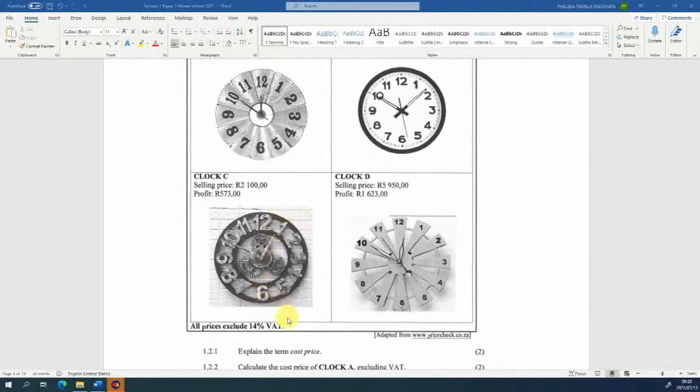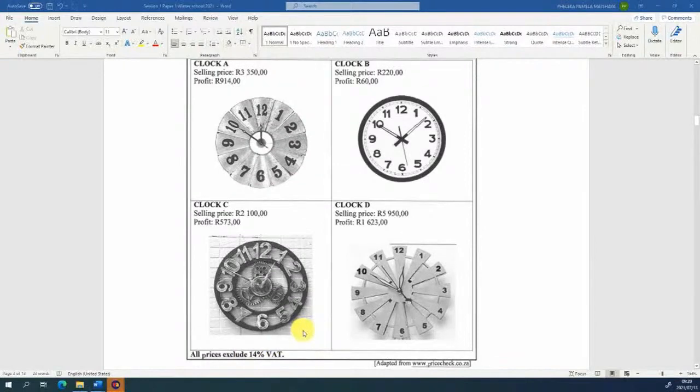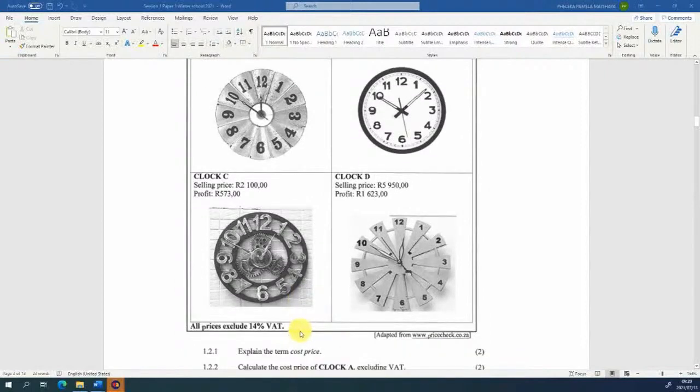And then here at the bottom, what are they saying? They say all prices exclude 14% VAT. So you can see this question was taken from a paper while South Africa's VAT was still standing at 14%. But we do know now South Africa's VAT is at 15%. Okay. Now, what does the word exclude mean? What does the word exclude mean? Remember, we have maths and we have literacy. So the literacy part is important to understand. Okay? All prices exclude 14% VAT.